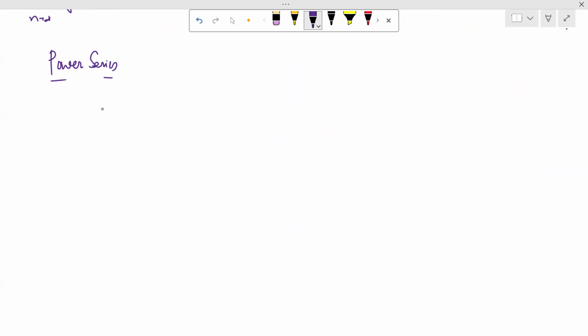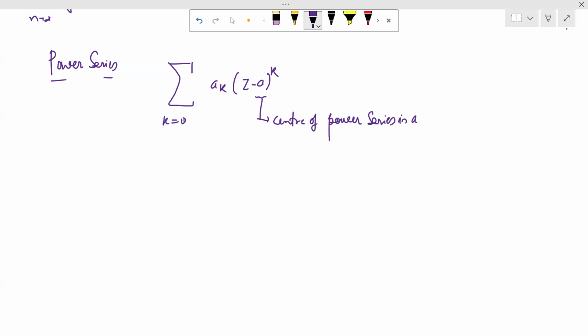So without wasting time, a power series is an expansion of this form. If a power series is centered at A, the center of this power series is A. This entire expression is called the power series, centered at A. And here the a_k are some coefficients. For a Taylor series, we'll find that this is equal to the derivative of the function at A. We'll see all those things later on.